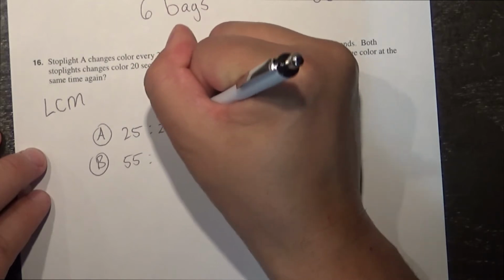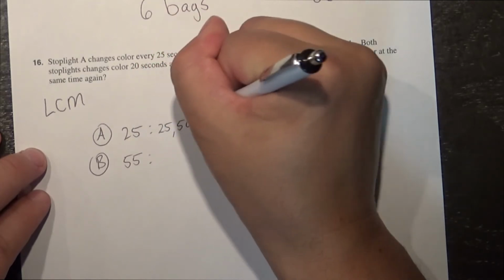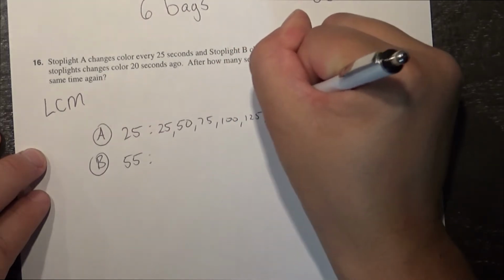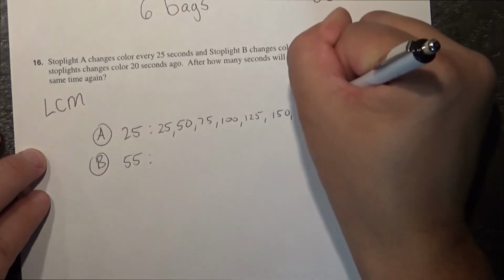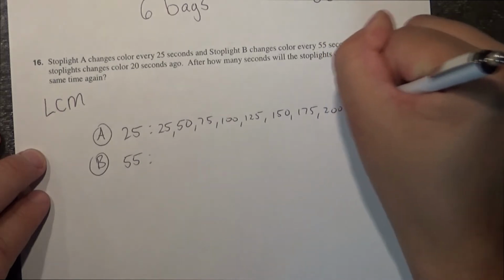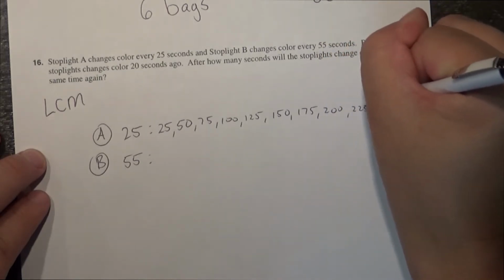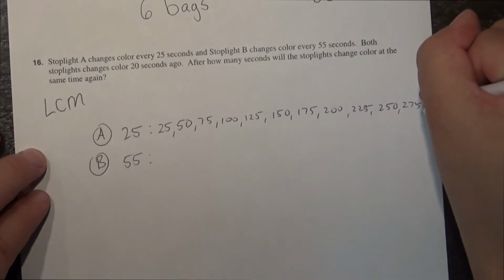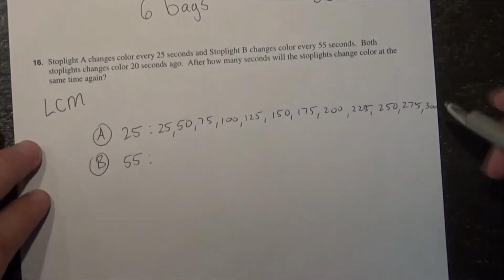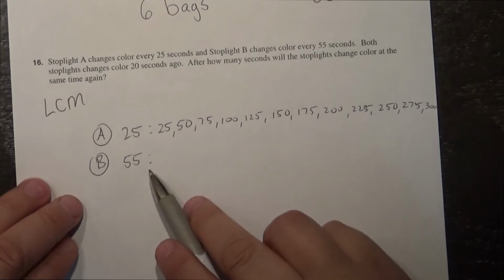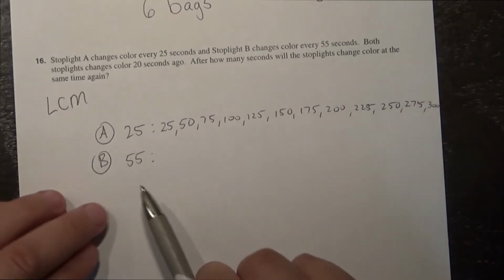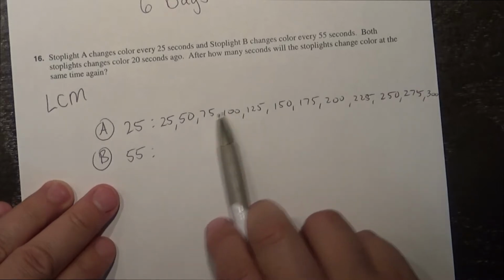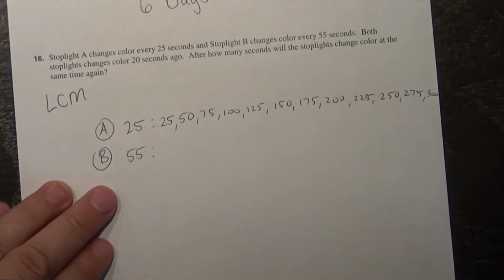So 25, 50, 75, 100, 125, 150, 175, 200, 225, 250, 275, 300, and I'm out of room here. I could keep on going maybe down here if I need to. Let's just see if maybe 55 will somehow get me a common multiple over here.